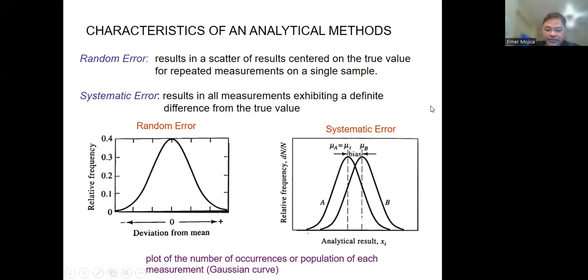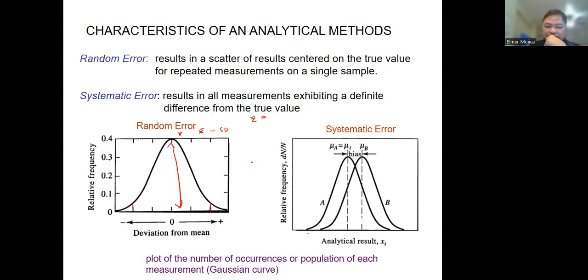Okay. Now, if you're going to plot the number of occurrences or population for each, you're going to form a Gaussian curve. Okay. So you could see that you are going to get the average and the so-called standard deviation. And then from that, you have the C.